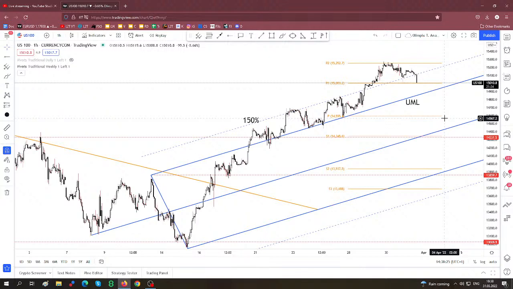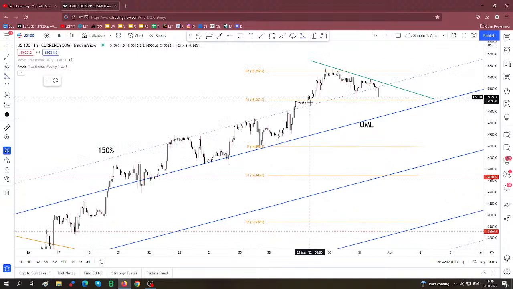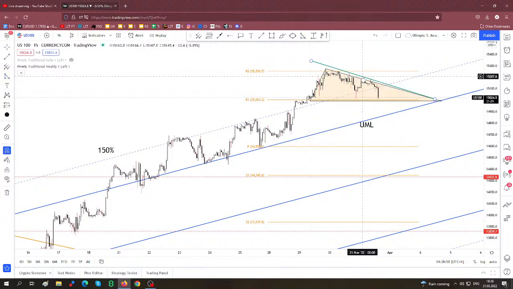Yeah, and I don't know, maybe the price action could develop something like a triangle here. Let's wait. A triangle pattern on upside, a continuation pattern, or maybe we'll have a flag pattern here, something like this. Yeah, also as a continuation pattern.